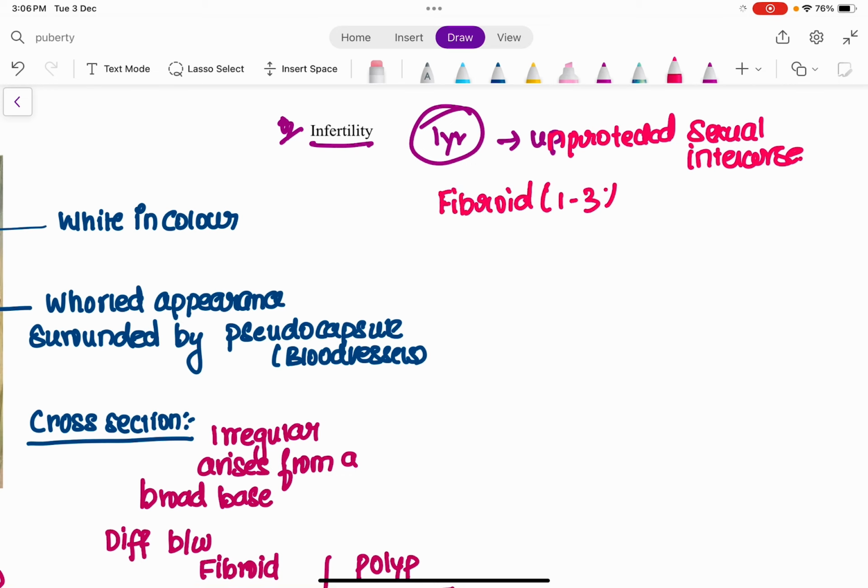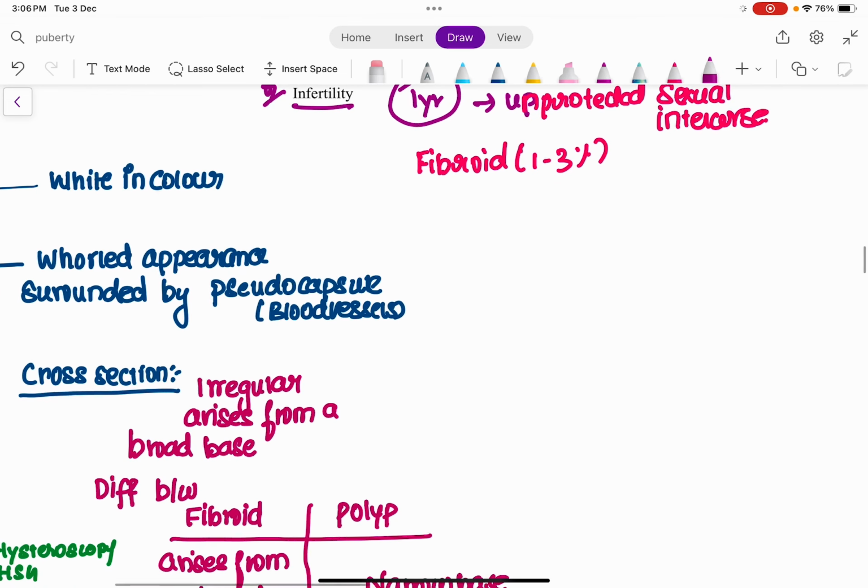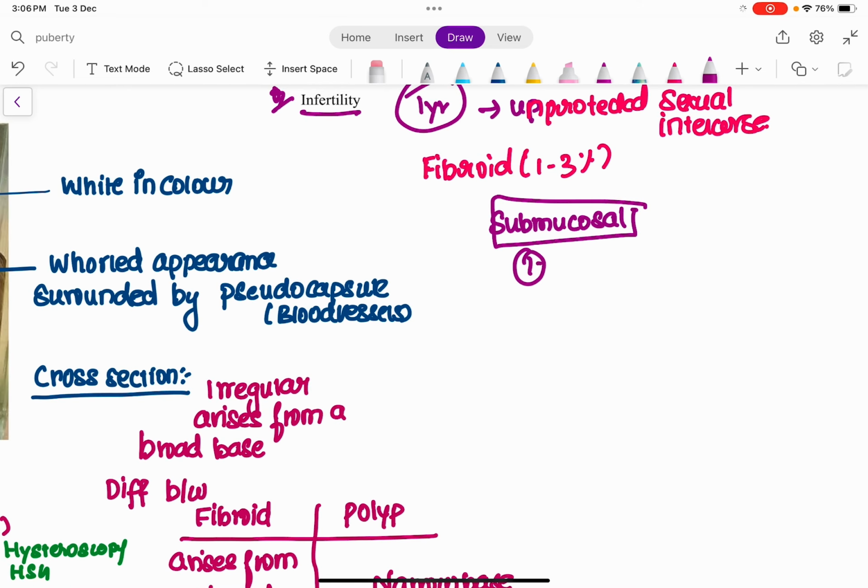occurs in around 1 to 3% of cases. So around 1 to 3% of cases, the cause of infertility is fibroid. And the most common type of fibroid where infertility occurs is the submucosal fibroid. Why? Because submucosal fibroid is the type of fibroid which occurs in the uterine cavity. So since this fibroid is going to be situated in the uterine cavity, it can cause some hindrance with the implantation of the blastocyst. So problems with implantation can happen, and also with the ascent of the sperms.